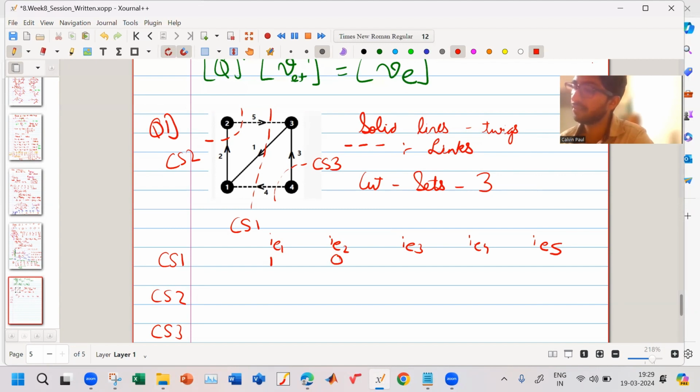What will IE3 be? Zero. For cut set 1, only 5, 1 and 4 come. IE3 is zero, sir. What will IE4 be? Minus 1. Why minus 1? No, sir, positive 1. So, Kavya, why minus 1?